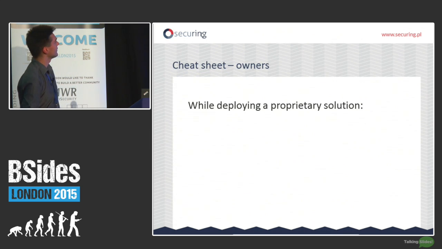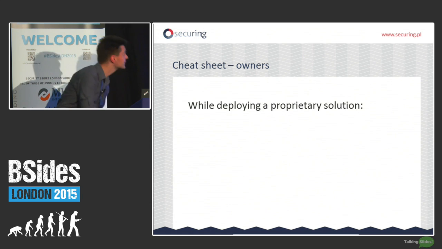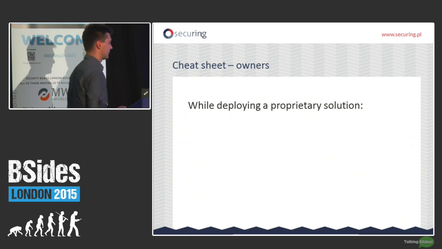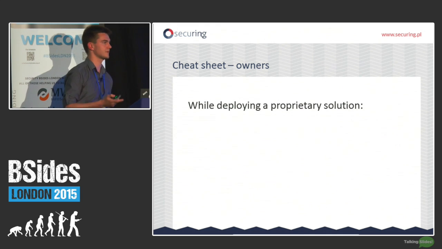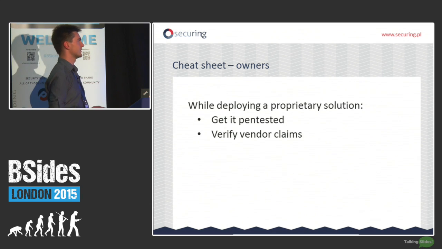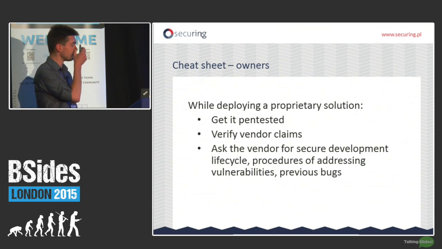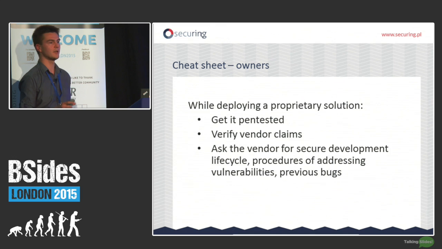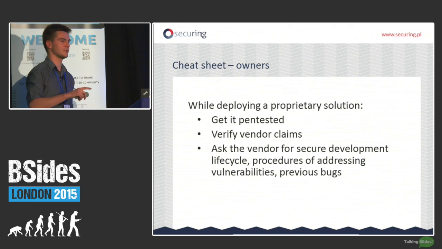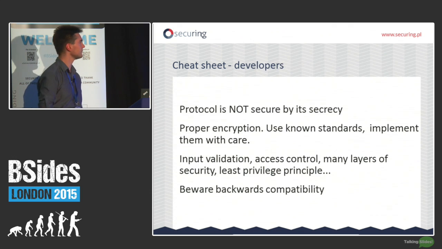Okay. So, okay, 10 minutes. I would like to show you some cheat sheet if you are the owner of such a solution, or if you are a buyer of a solution which uses a proprietary network protocol. So first of all, get it pen tested, verify vendor claims, and ask how this vendor addresses vulnerabilities which could be found by any hacker. See how previously found bugs were addressed and whether they were patched, of course.